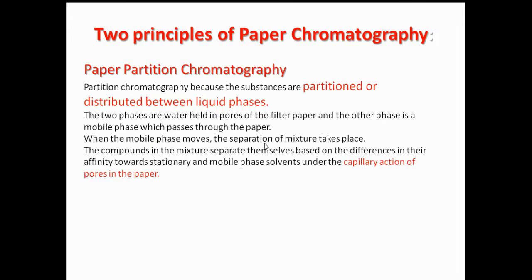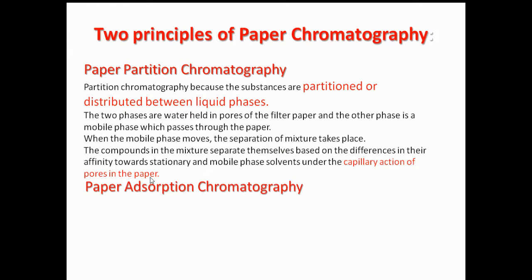Now the separation of the mixture in this case takes place based on the differences in their affinity towards the stationary and mobile phases. When the sample is loaded onto the paper, which is acting as the stationary phase, and the mobile phase is run, the components get separated on the surface of the paper. That separation is based on their affinity towards both phases. The more the affinity towards the stationary phase, the less the distance traveled by the sample, and the more the affinity towards the mobile phase, the more the distance traveled by the sample. Because of the capillary action of the pores in the paper, the separation takes place.